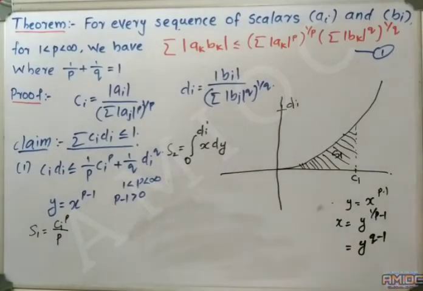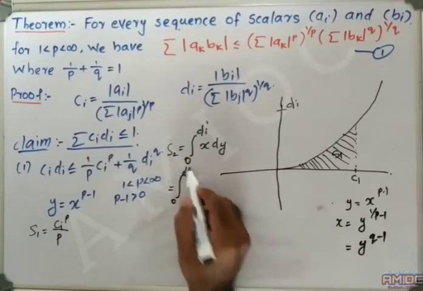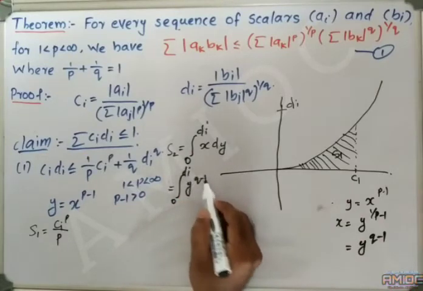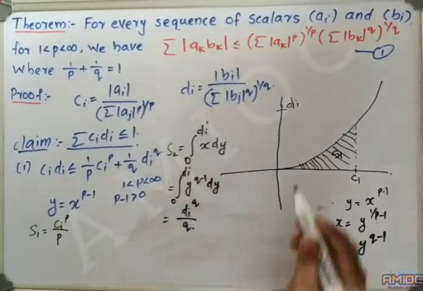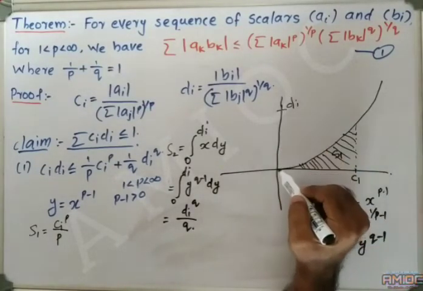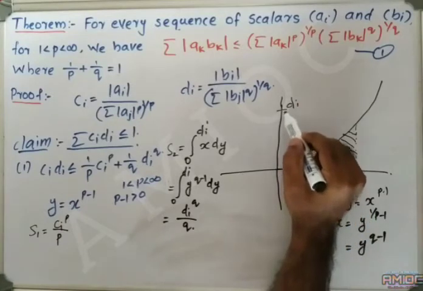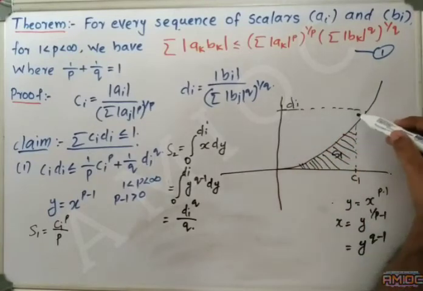Substituting this value of x in the integral, we get the integral from 0 to di of y power q minus 1 dy, which is equal to di power q divided by q. So what I am getting is di. We integrate along the y-axis up to di, and we get the area under this curve as this.